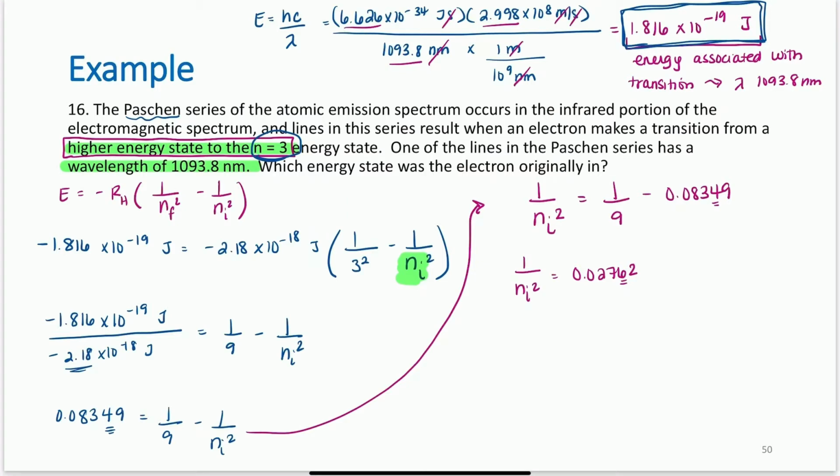Now I'm going to algebraically manipulate this. I'm going to multiply both sides by n initial squared and divide both sides by 0.02762. If you're unsure what I mean by that, come see me in office hours. I'm running out of room on the slide, to be honest. But it's an algebraic manipulation that results in n initial squared equals 1 over 0.02762. This equals 36.2, so n initial squared is equal to 36.2. I can then take the square root of both sides, and I find that n initial is equal to 6.